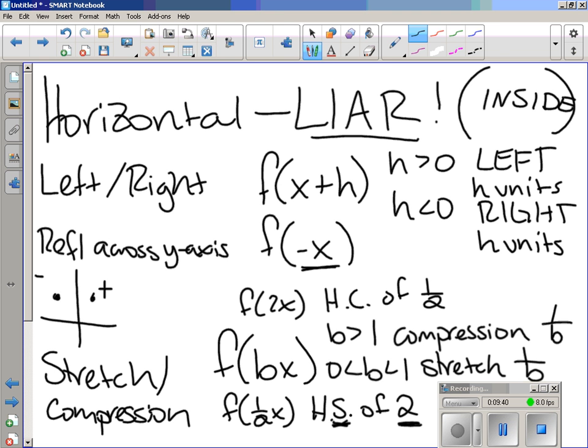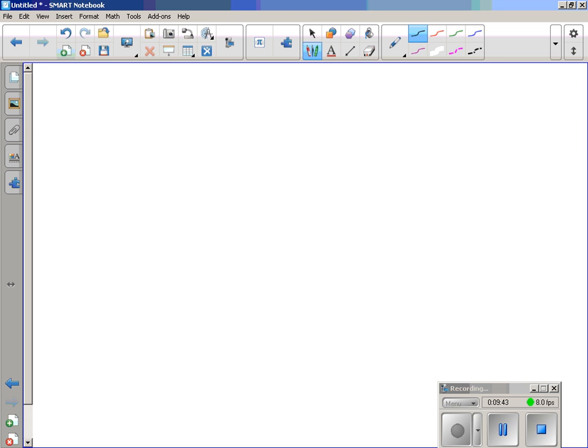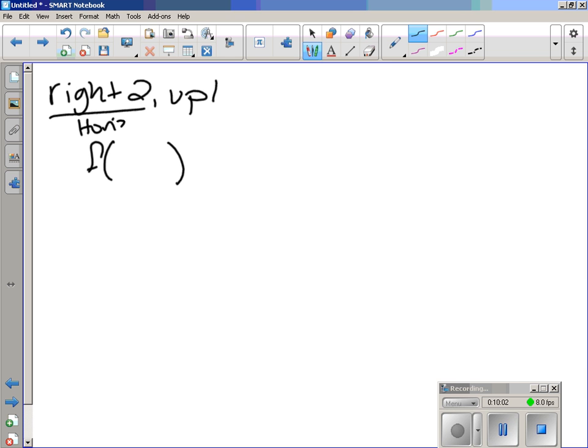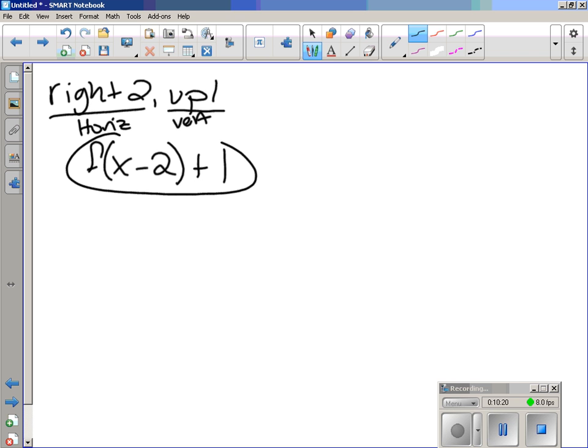So let's do a couple examples. Let's say we want to write a function that we moved right 2, up 1. In function notation, right is a horizontal, so it's going to lie and it's going to go inside the parentheses. So it's not plus 2, but minus 2, x minus 2. And then up 1, that's a vertical. It does it exactly as we would think, and it goes outside, so plus 1. That's my function notation.